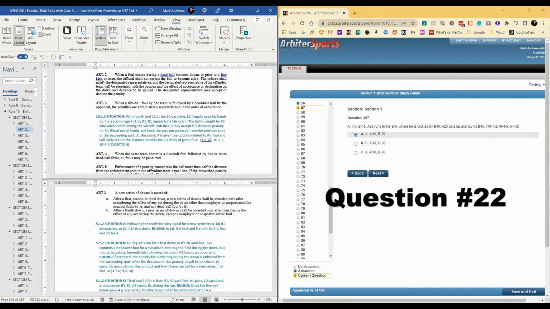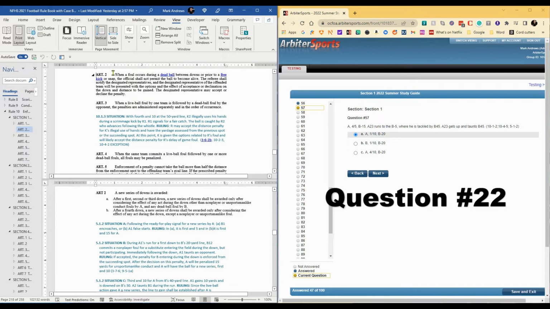Question 57. A 4th and 5 at the B15. A23 runs to the B5 where he's tackled by B45. A23 gets up and taunts B45. So do we have A's ball 1st and 10 at the B20? Do we have it B's ball 1st and 10 at the B20? Or is it A's ball 4th and 10 at the B20? All right, so the rule references 10-1-2, 10-4-5, and 5-1-2.